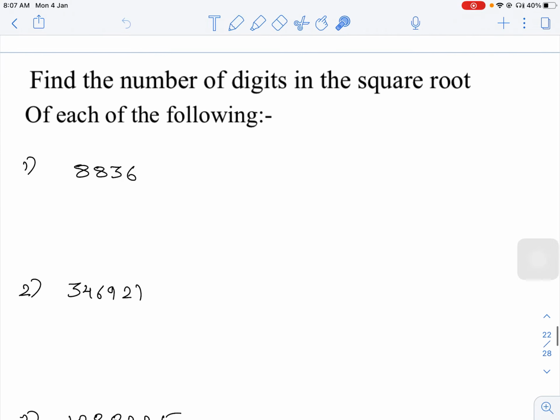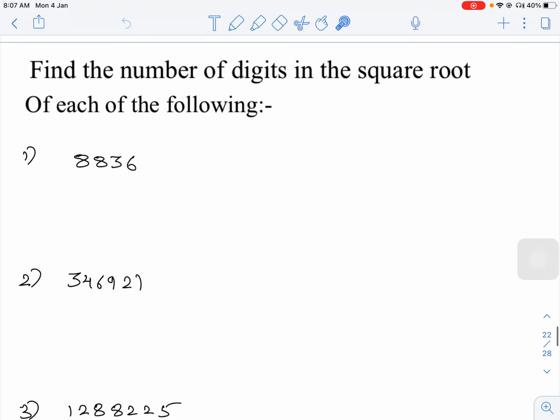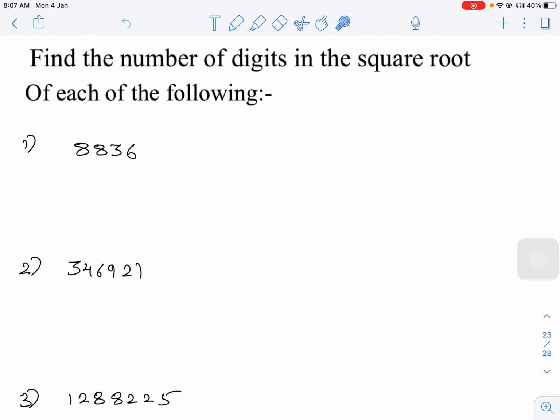Before that, let us learn how to find the number of digits in the square root of any number. Okay. So here we have some examples. Our first example is 8836. This is a 4-digit number. In this 4-digit number, what will be the number of digits in its square root?